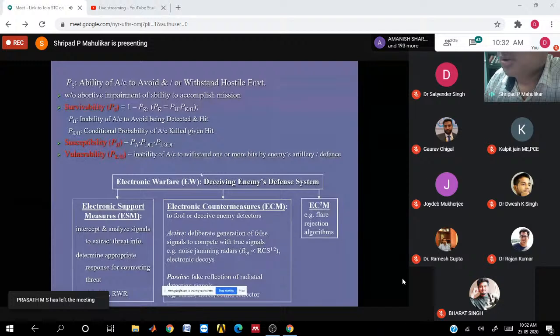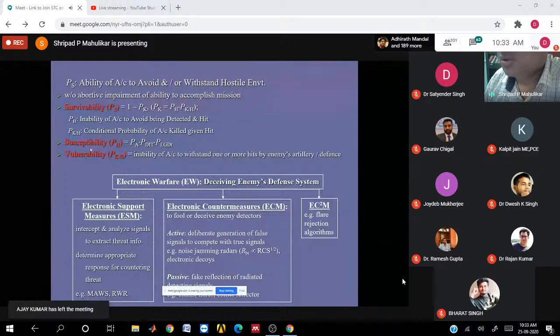But here we refer to it as PD, small t, that is probability of detonation, because most of the surface-to-air missiles and air-to-air missiles generally have a warhead, so there will be a bomb and it detonates within a particular radius, which is of the order of a few meters from the target aircraft, as an example.